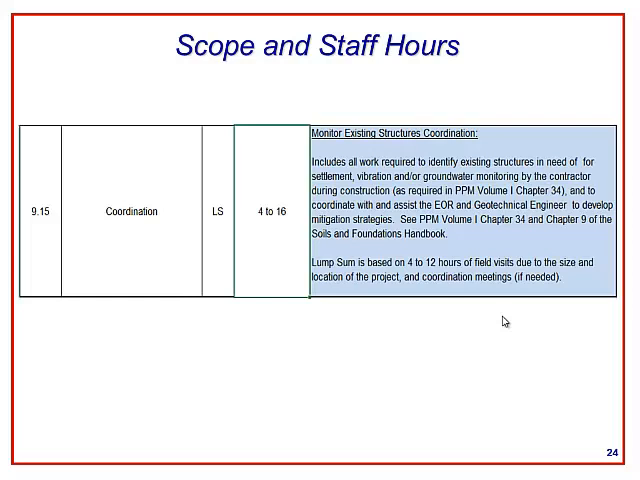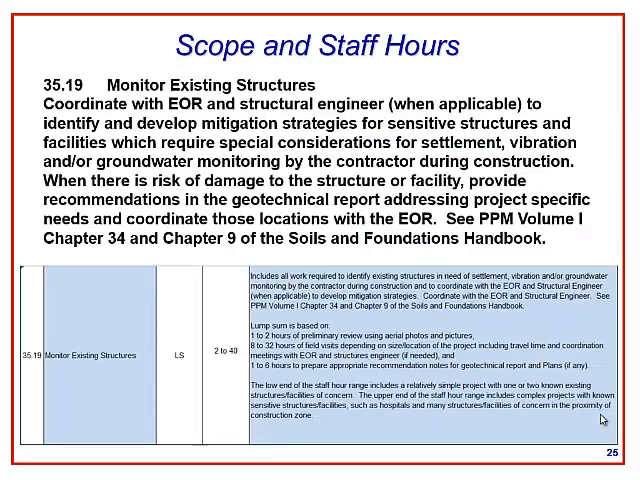So the EOR can ask the geotechnical engineer or the structural engineer to help him identify existing structures, but these are not included in this section. That would be included in the 4 to 80 hour range that we showed in section 4.19. Once again, these hours are simply to determine the mitigation strategies for the existing structures that have been identified that will need mitigation. And also included here is the coordination with the EOR to do that work.